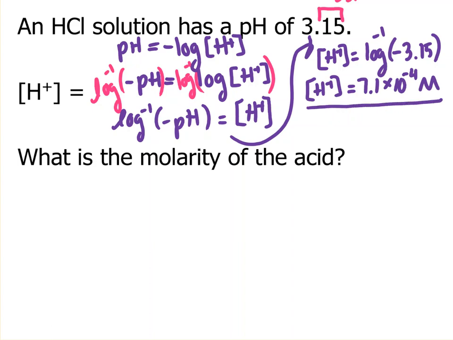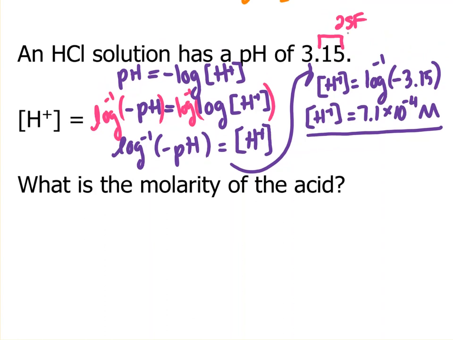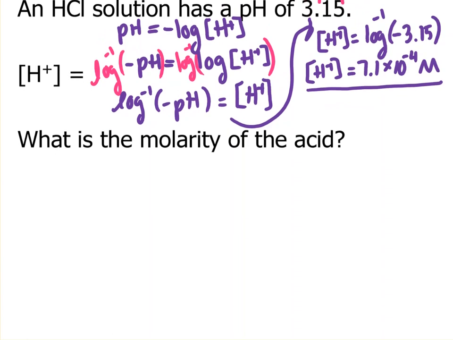Okay, and so there we are on sig figs. Already wrote it up here. This just had 2 sig figs because we don't count that front digit on a pH as a sig fig. So I have 2 there as well.